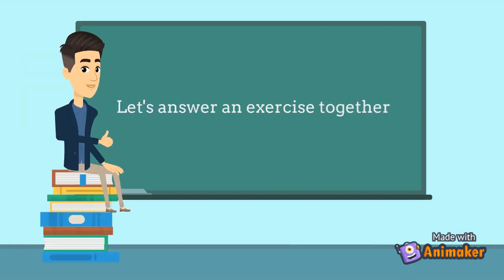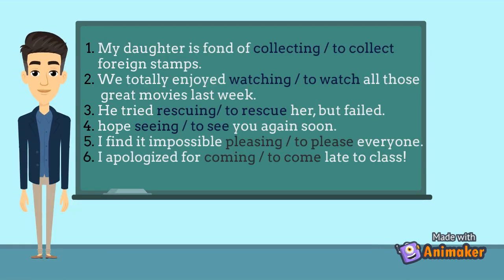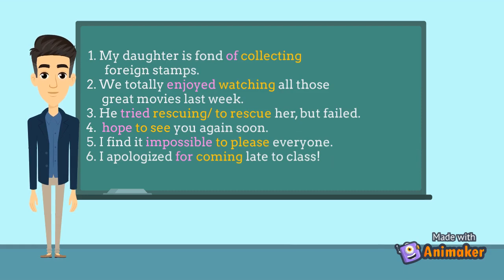Let's answer an exercise together. In this exercise you have 6 sentences. What are you going to do? You are going to read each sentence and choose the correct answer from the ones in the black color. You can pause the video and take your time to answer. When you finish, you can play the video so we can correct the exercise. Have you finished? Great job! Let's correct the exercise now.